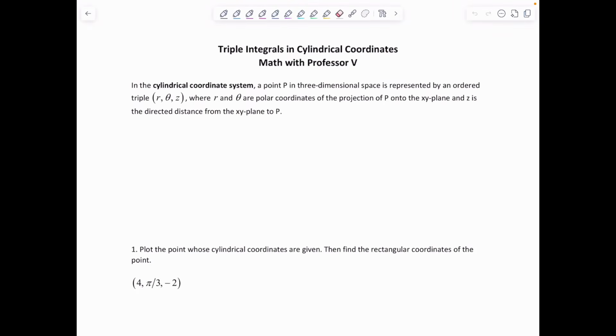In this video, we're going to learn all about triple integrals and cylindrical coordinates. First, let's just go over the basics of the cylindrical coordinate system. Now, the cylindrical coordinate system is a three-dimensional coordinate system.